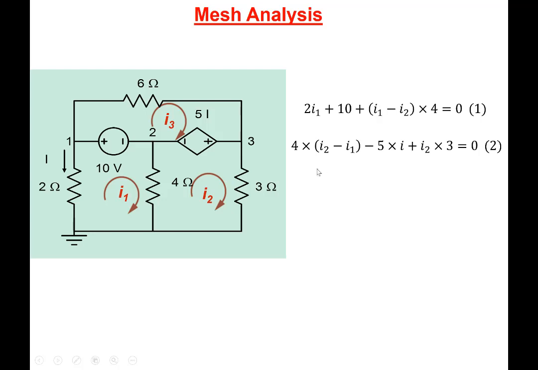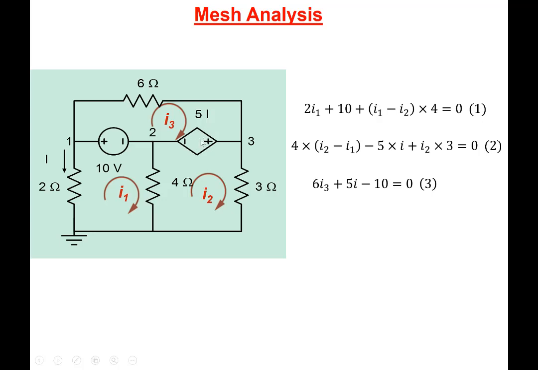For the other one, let's say we start from here, clockwise direction. We go up, and as we go up, the drop is 4(I2 minus I1). Then when we come here, we are gaining a voltage, so minus 5I, and then we go down, we have a drop of I2 into 3, so that's equal to 0. And then we write down the third equation. We start from here, again we go clockwise, 6I3, and then we have 5I, and then we have a voltage gain here, so we put in minus 10 equal to 0.